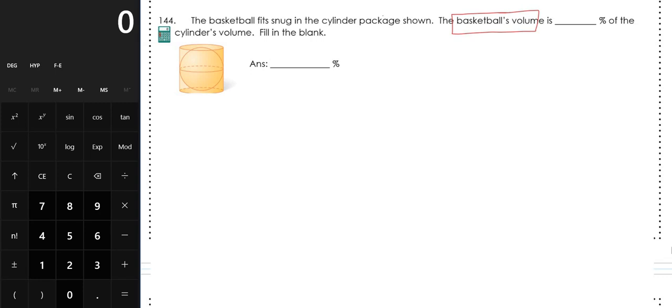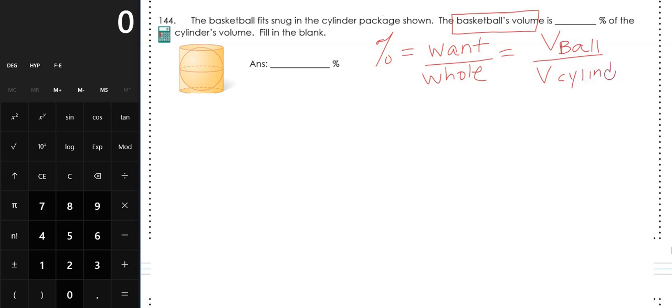So the way that you figure out a percentage is like this. You take what you want. In this case, we want to know about the basketball's volume. So you take what you want and you divide it by the whole. Now, in this case, the whole thing would be the cylinder's volume. So really, this is going to simplify to be volume of the ball divided by volume of the cylinder. Once we divide, we get a decimal in our calculator that we then turn into a percentage.